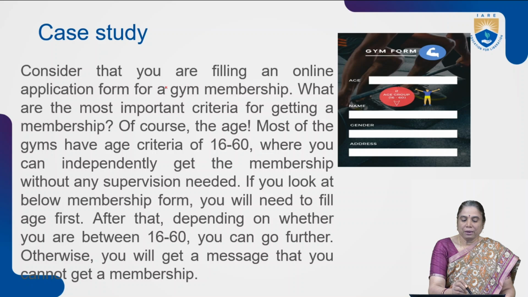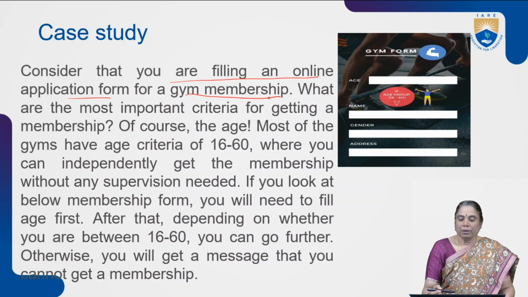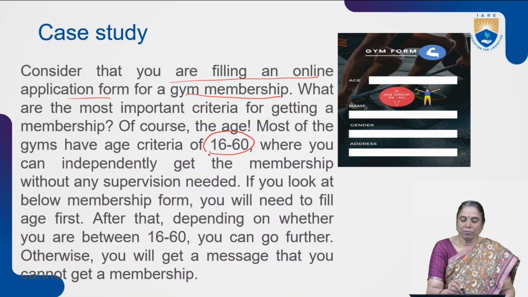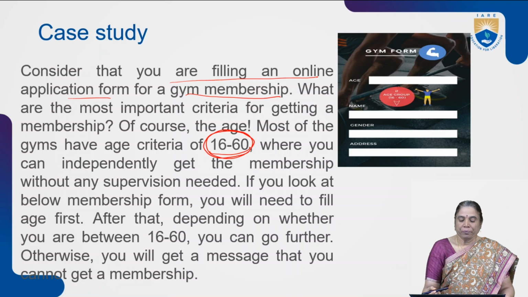In an application where you are filling an online application for a gym membership, the application can generally have basic information, that is age, name, gender, address, like this. So the most important criterion for getting a membership is the age. Most gyms have an age criterion of 16 to 60, where you can independently get the membership without any supervision needed.